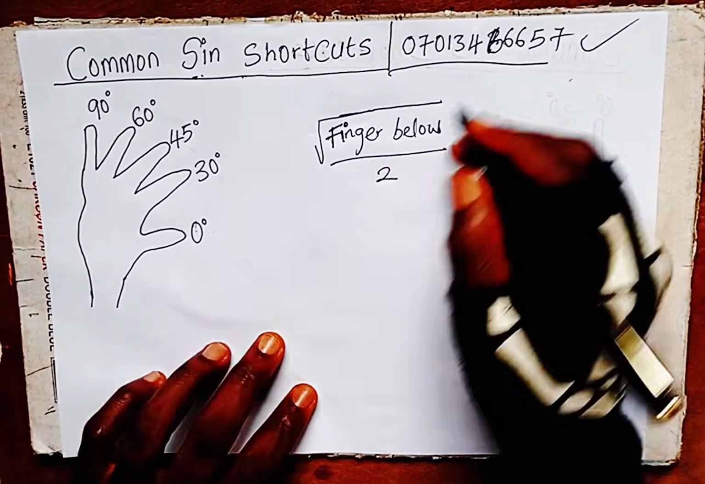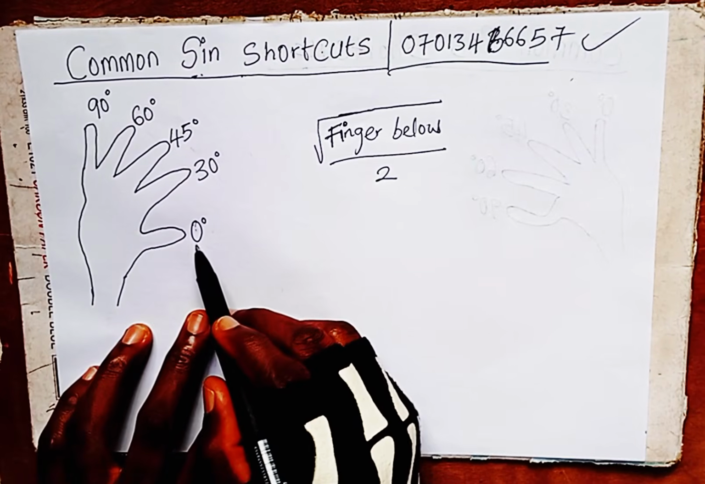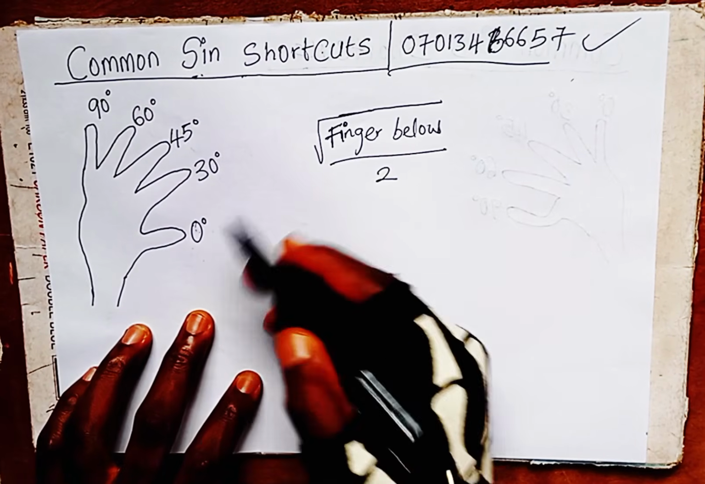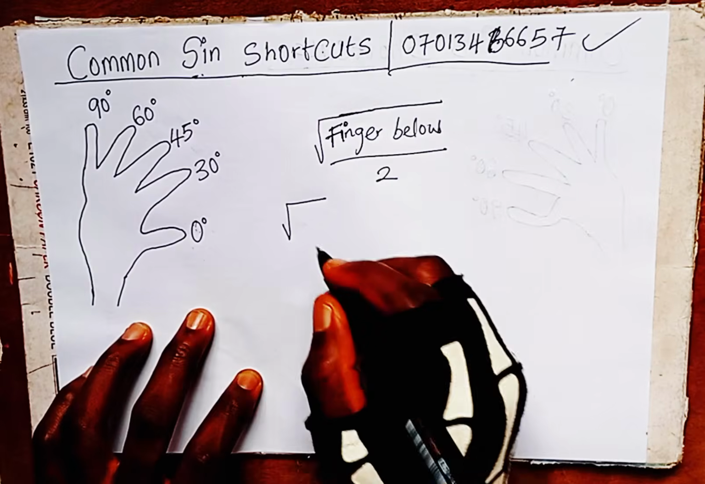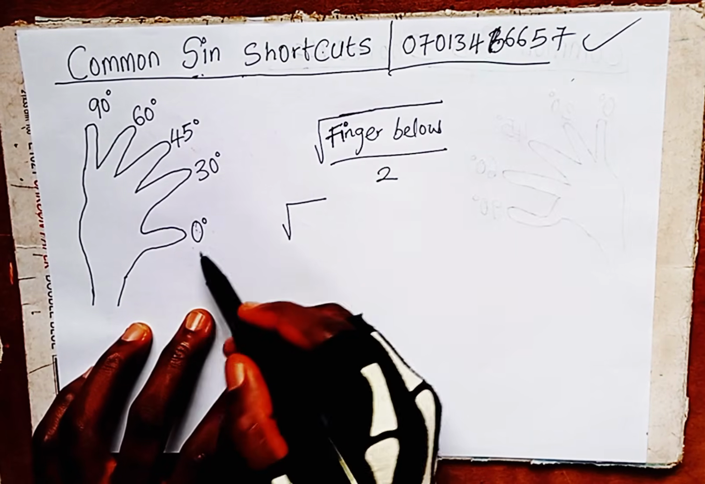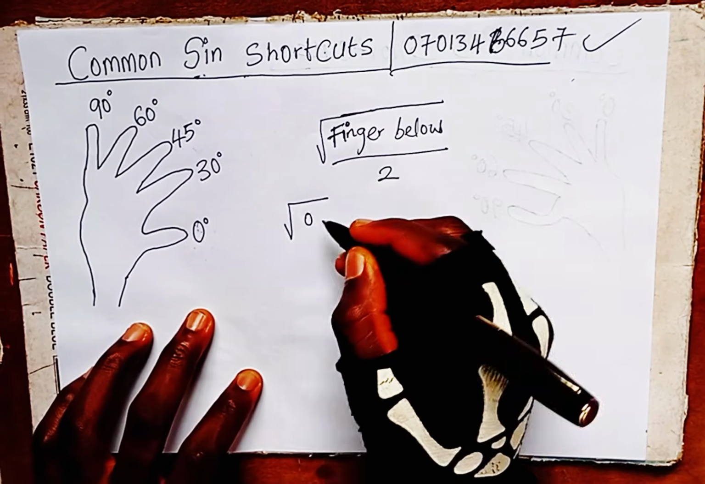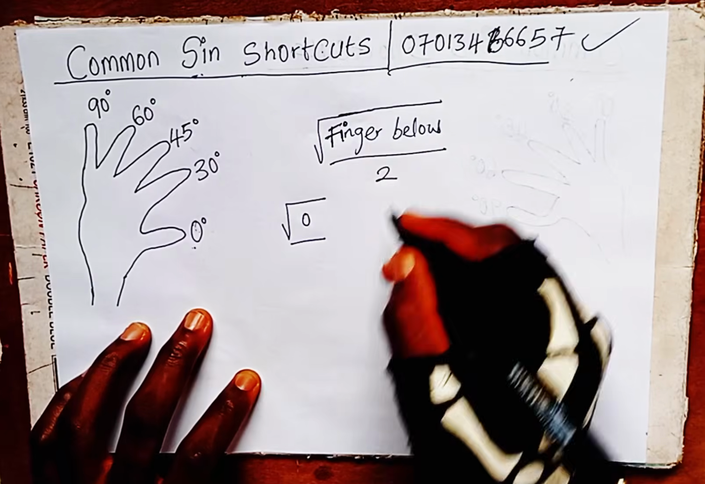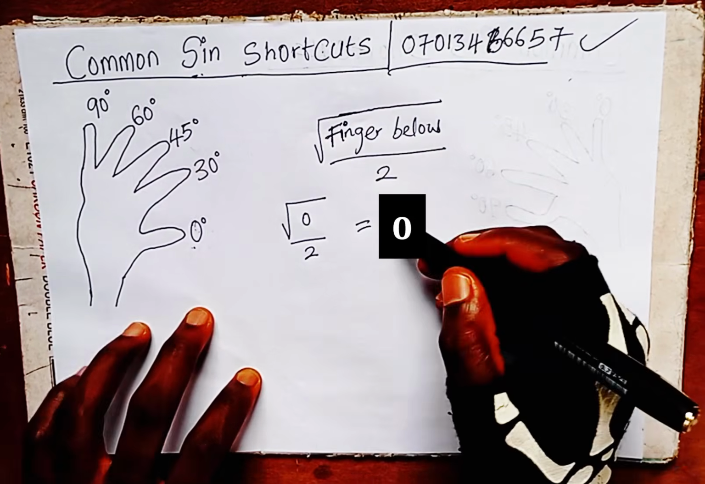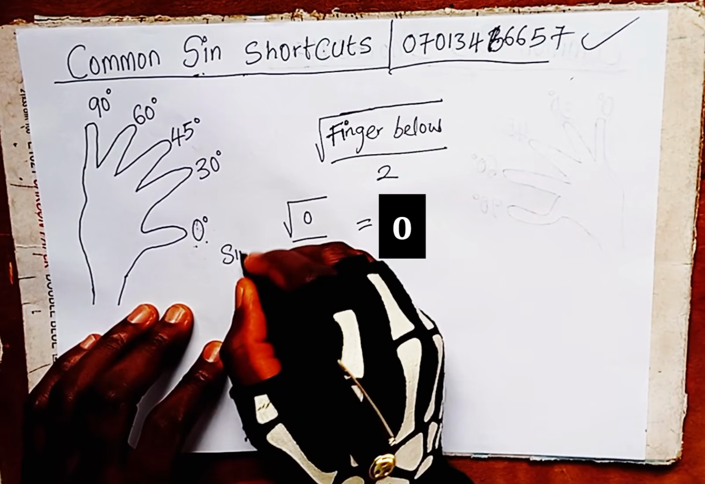For the first one we have here, it's 0. What is the number of fingers below this 0 degree? We put our root. What's the number of fingers below? We have no fingers below, so we put 0 over 2, according to the formula, and this will give us 0. So sine 0 degrees is 0.